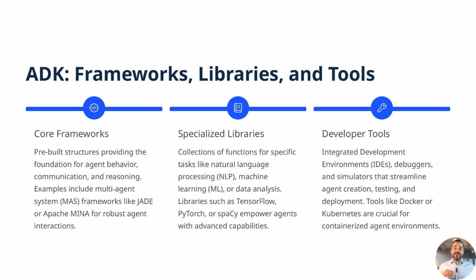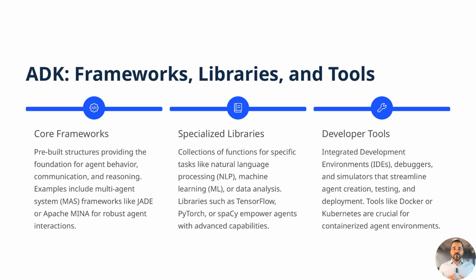On top of that, specialized libraries like TensorFlow, PyTorch, or Spacy empower agents with machine learning, natural language understanding, and even computer vision skills, making them more adaptable and context-aware. In my experience, integrating these libraries early helps avoid architectural debt later on.